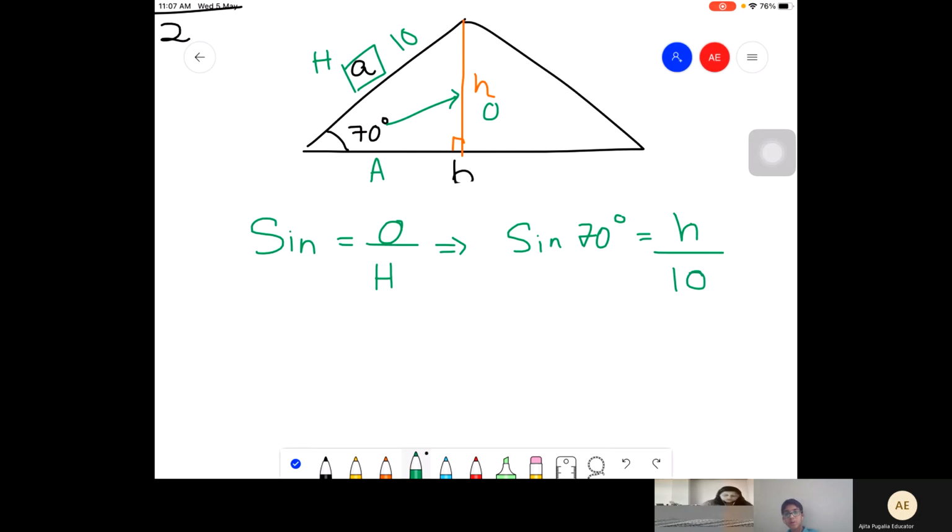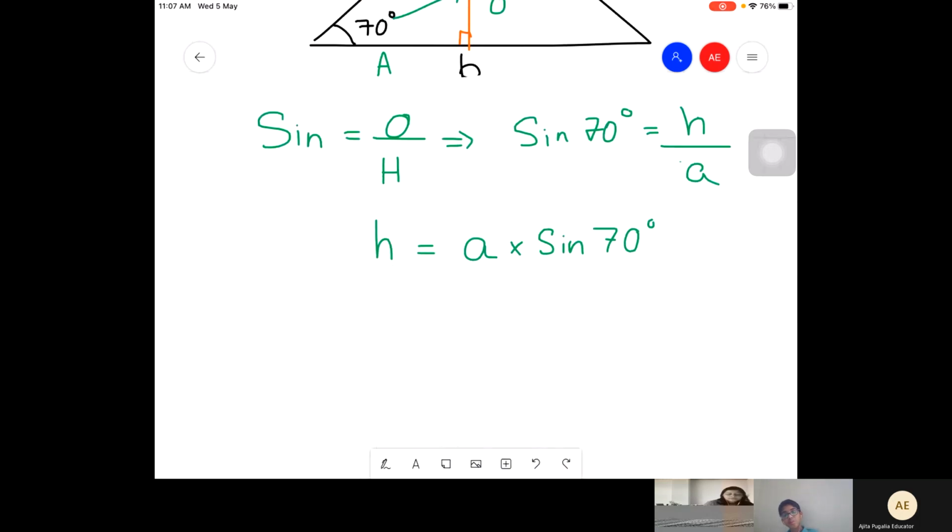So rather than 10, I'm going to use alphabet A. From this, I can figure out height will always be A multiplied with sine 70 degree. I can get it on my calculator, sine 70 into 10. So that will give me the height.